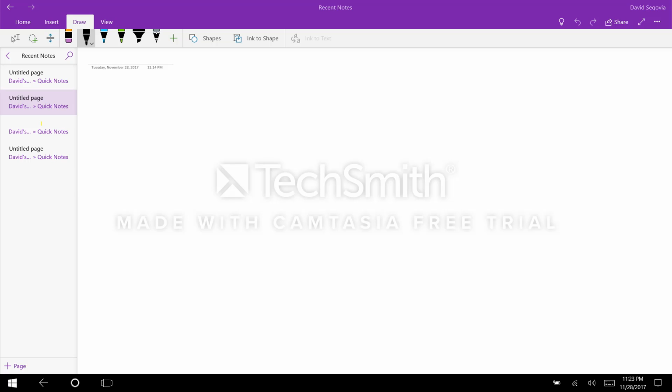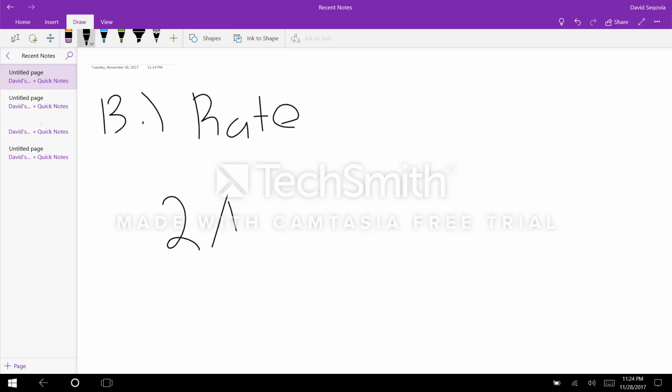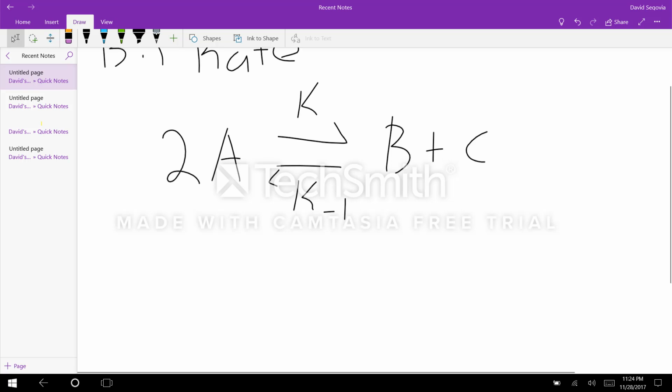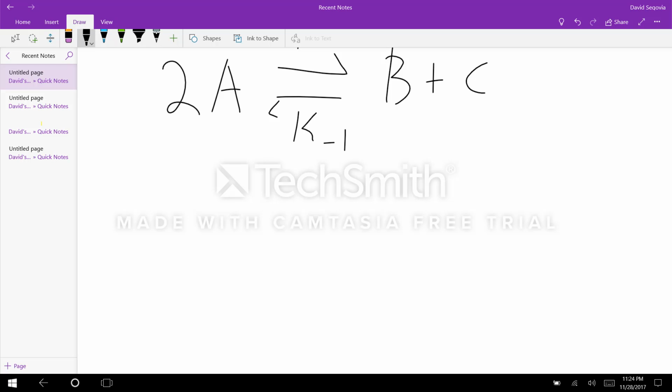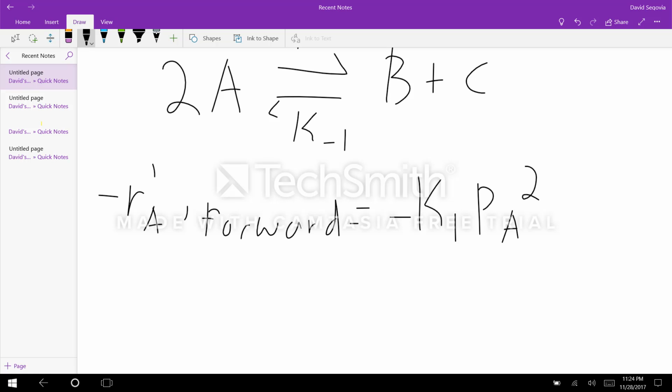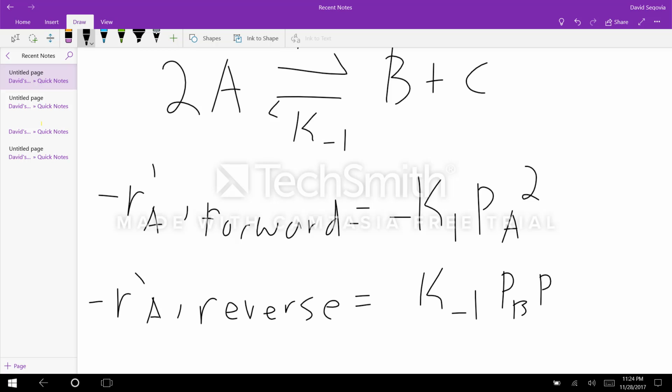Now that we have done part A, part B asks us to write the rate law in terms of partial pressures. So in order to write the rate law, we need to keep in mind that our reaction is reversible, meaning that we have a forward k and a backward k. So now that we have that, we can write the rate law for the forward reaction, and we can write the rate law for the reverse reaction. And this is all going to be in terms of partial pressures.